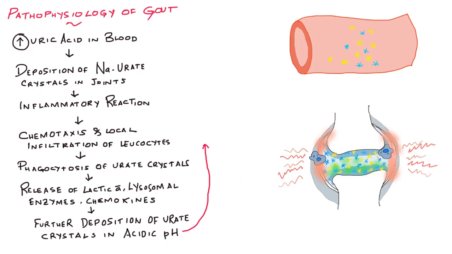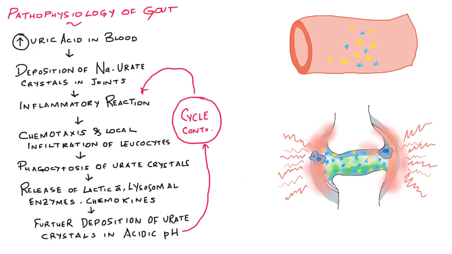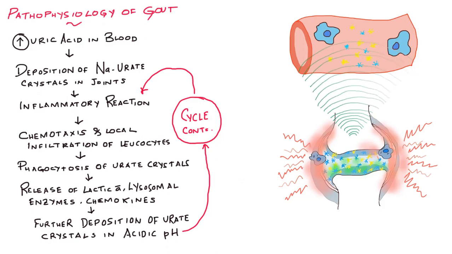So again, further deposition of uric acid crystals leads to further inflammatory reactions, and again a fresh round of chemotaxis and infiltration of WBCs. So this cycle continues on and on.